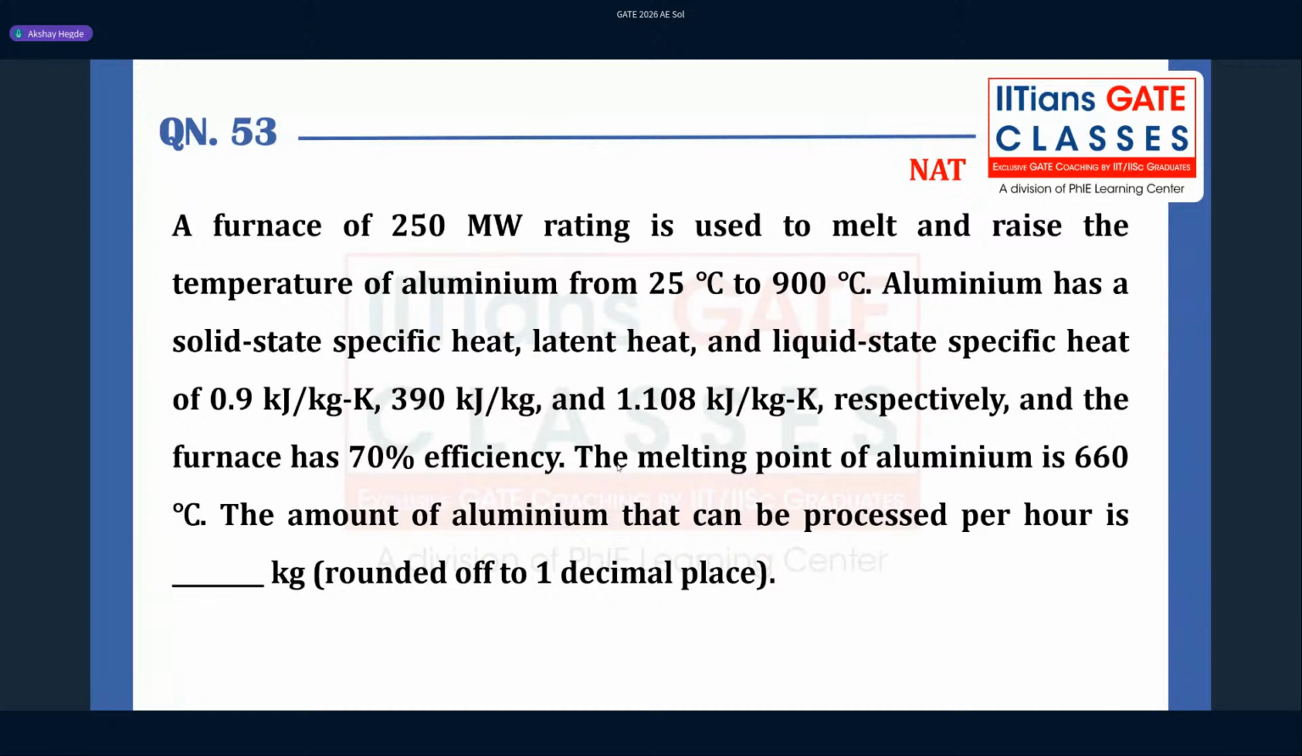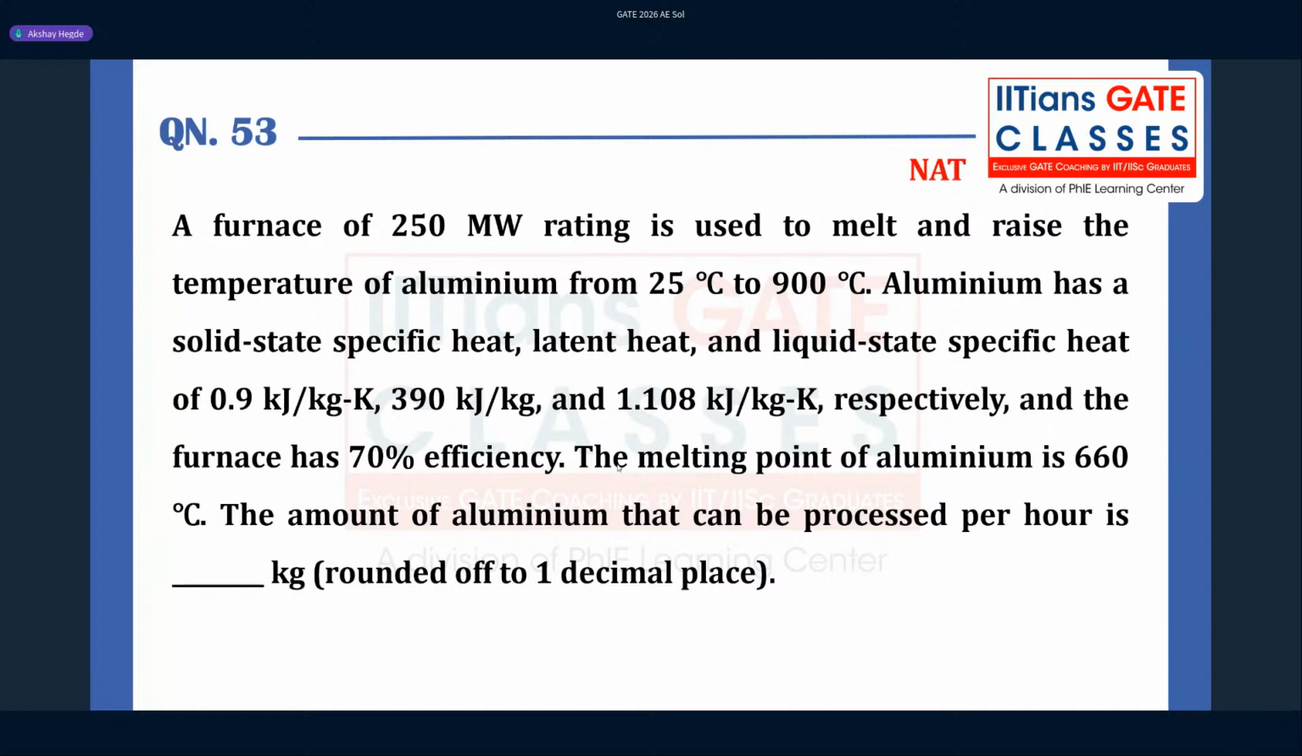And the furnace has 70% efficiency. The melting point of aluminum is 660 degrees Celsius. So the amount of aluminum that can be processed per hour, in kg. So this problem is very interesting. It is actually coming from basics of thermodynamics, not directly from gas turbine propulsion. But let us try to address this problem.